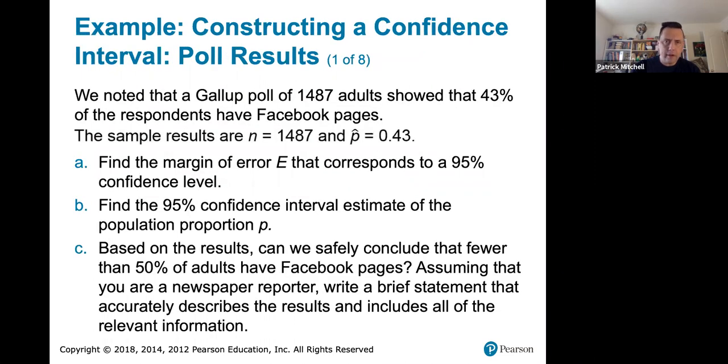Okay, so here is our example. We noted that a Gallup poll of 1,487 adults showed that 43% of the respondents have Facebook pages, which means that n is 1,487 and p hat is 0.43. So first we're going to find the margin of error E that corresponds to a 95% confidence level. Then we'll find the 90% confidence interval estimate of the population proportion p. And then based on these results, we can answer the question, can we safely conclude that fewer than 50% of adults have Facebook pages?